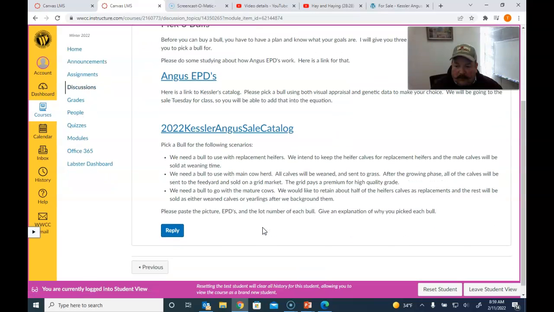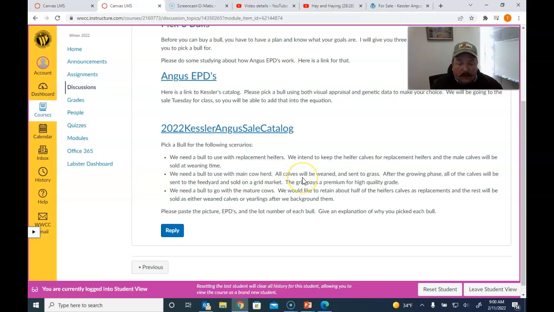what I asked you to do is pick a bull for each of these 3 scenarios right there. So we need to find a bull to put in with our replacement heifers. That definitely has some calving ease implications that go along with it. And then the next 2 scenarios are a little bit different. We're looking for a bull to go in with our mature cows.